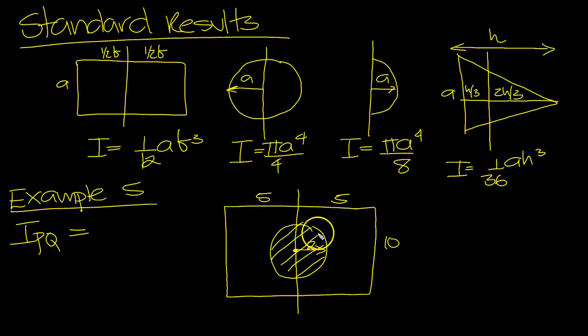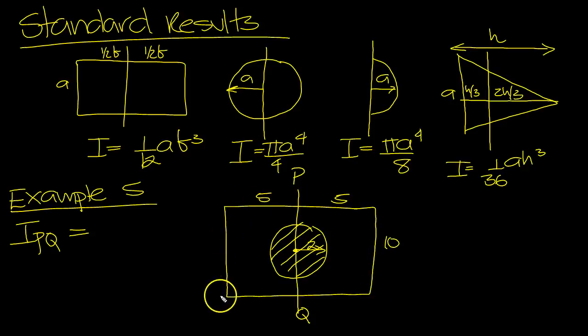So let's have a look at example 5 then. We've got this shape here, where this circle's been cut away from this rectangle. So first of all, the second moment of area about this axis PQ, well, let's consider the whole rectangle, and then we'll cut out the hole and take that away from this rectangle, so to speak. So a bit of subtraction is needed.